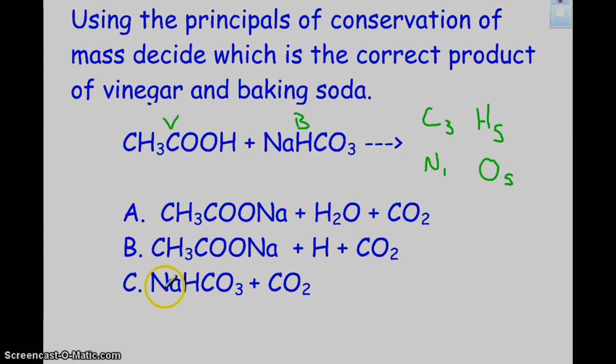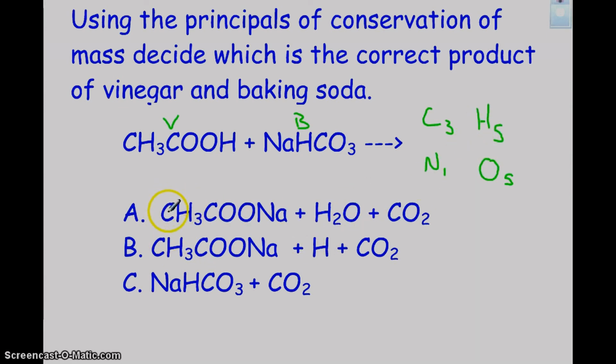All right, let's look at this one. It has 1 sodium, good. It has 1 hydrogen, not so good. That's not going to work. How about this one? It has 1, 2, 3 carbons. Okay, that checks out. What about hydrogens? 1, 2, 3, 4. And we're supposed to have 5, so that's not going to work. Then it has to be this one.